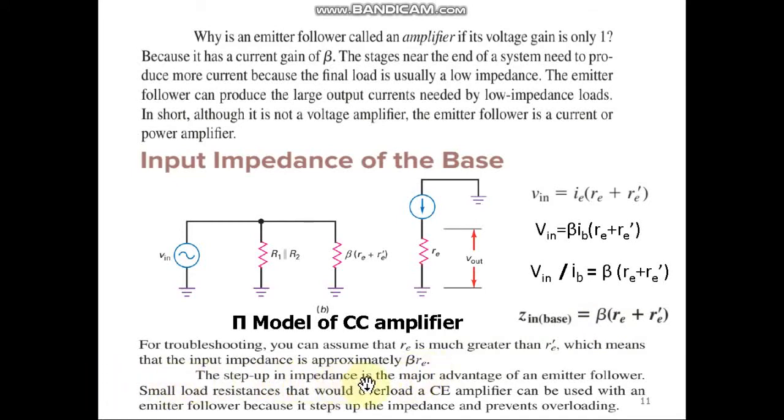The step up in impedance is the major advantage of an emitter follower. A small load resistance that would overload a CE amplifier can be used with an emitter follower, because it steps up the impedance and prevents overloading.